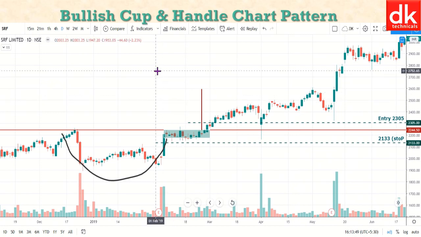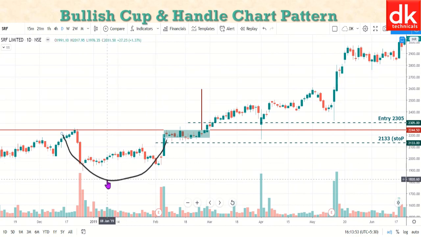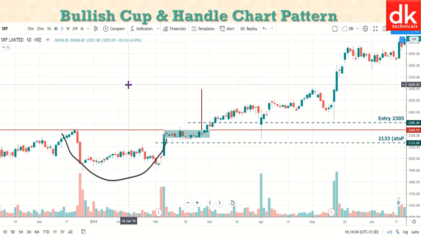So this is what I wanted to explain in bullish cup and handle pattern, how we can calculate the target. We measure the depth of this cup and project from the point of breakout to arrive at the target. Now let us go to another price chart to see an example of bearish cup and handle pattern, which is also known as inverse cup and handle pattern.